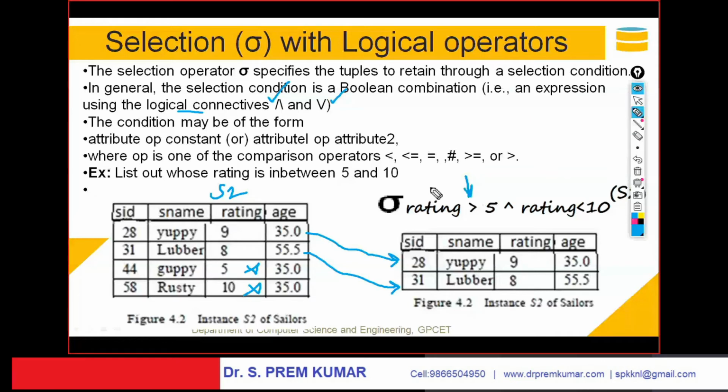Rating is an attribute, 5 is an attribute value. So attribute, operator, value. OP is an operator, and we use an operator between two attributes. Any more doubts? Okay, I'm proceeding to the next concept.